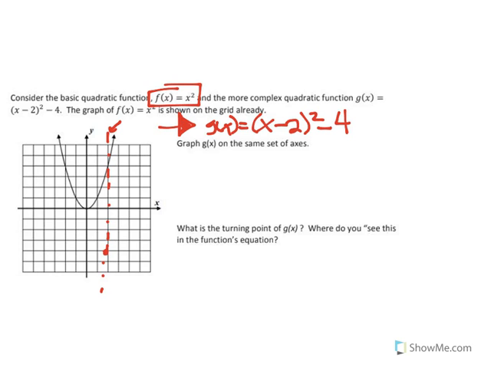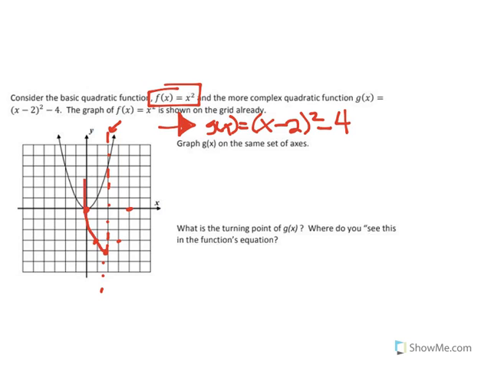(1, -3), (0, 0), (1, -1), (2, 3). And what's nice about the axis of symmetry is now I've got some symmetric points. So this is 1 unit away. I'm going to go 1 unit away on that side. This is 2 units away. I'll go 2 units on that side.